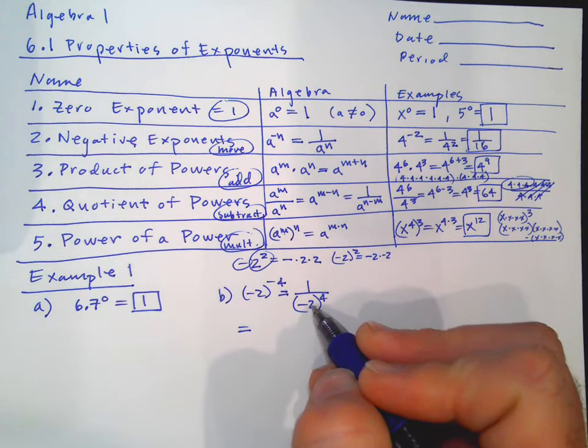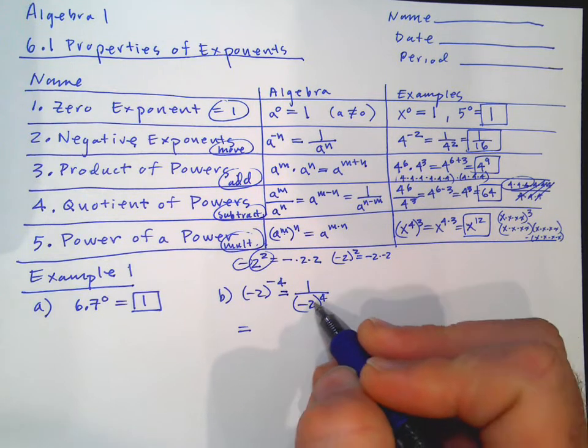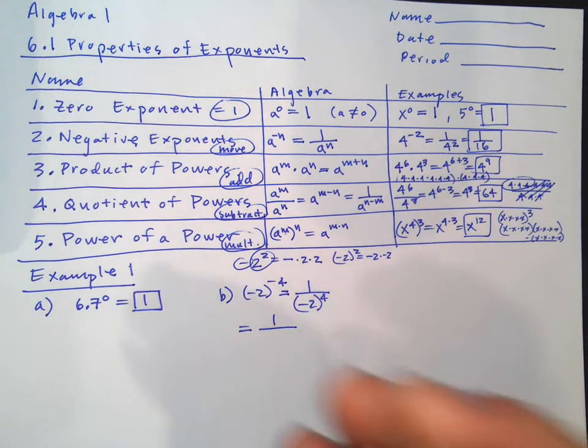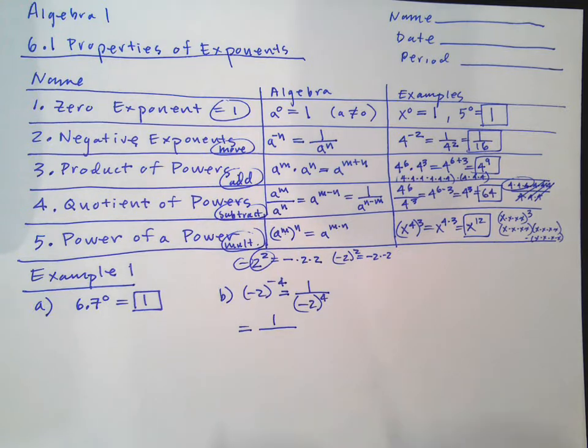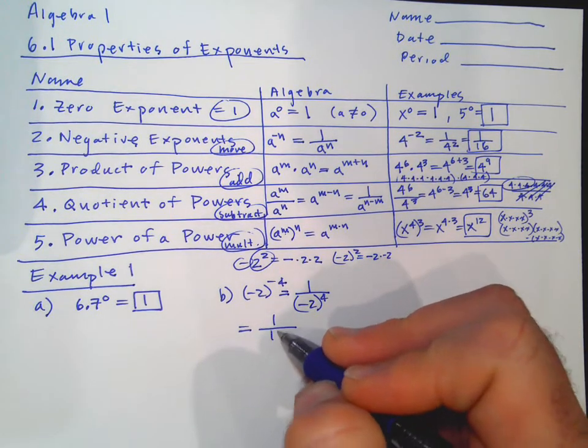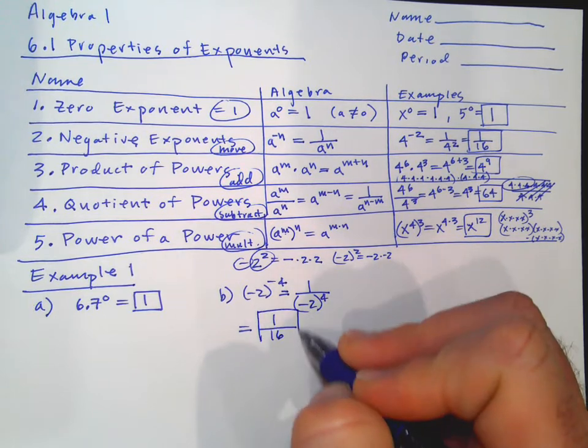This is going to be -2 times -2 times -2 times -2. So it's going to end up being a positive because you have 4 negatives, right? Every pair of negatives makes a positive when you multiply. And 2 times 2 is 4, times 2 is 8, times 2 is 16. So we could simplify it.